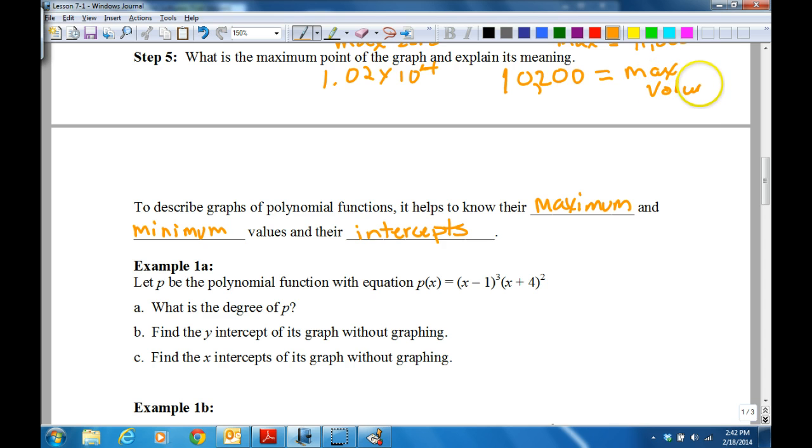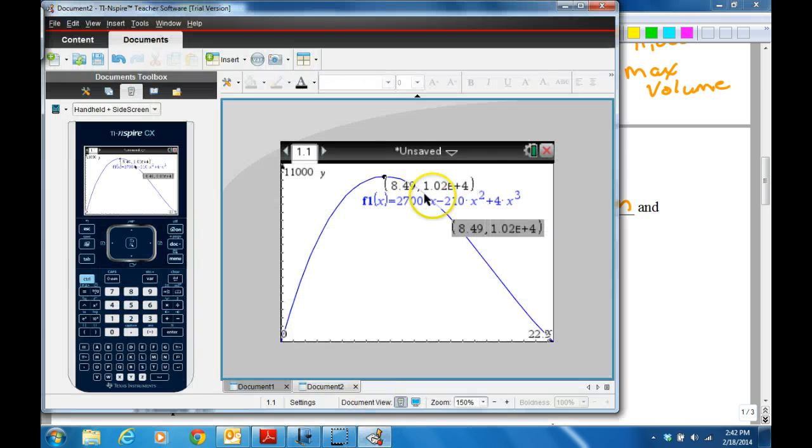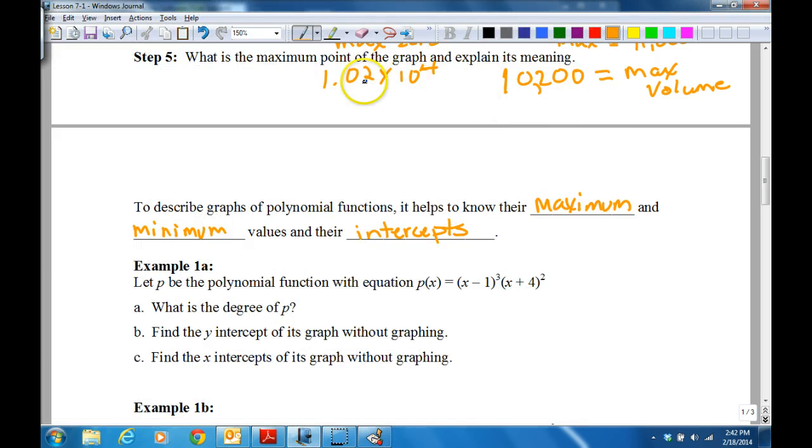How did you find that? Because we found that on our graph right here, the y value, 1.02 e to plus 4. That means 1.02 times 10 to the 4th. So when I put that in here, it'd be 10,200. Yeah, but what about the 8.49? That's the x value. I needed to find the y value for the maximum. Yep, for the maximum.